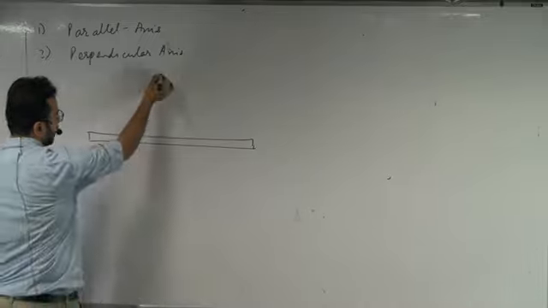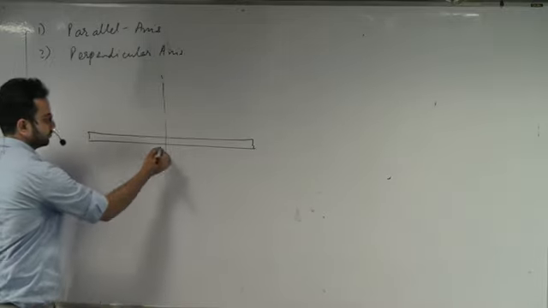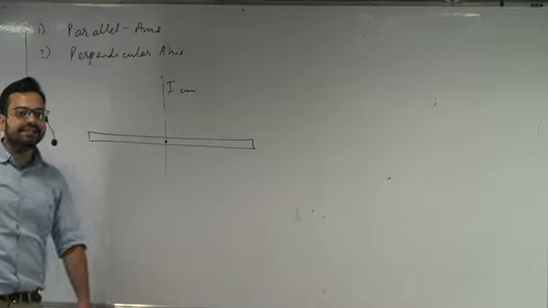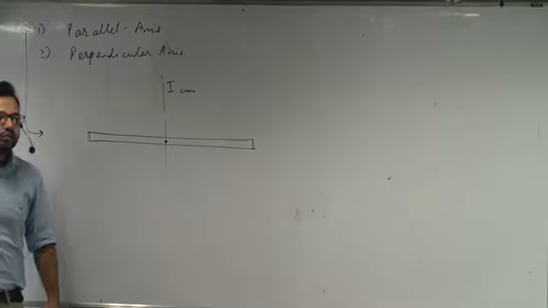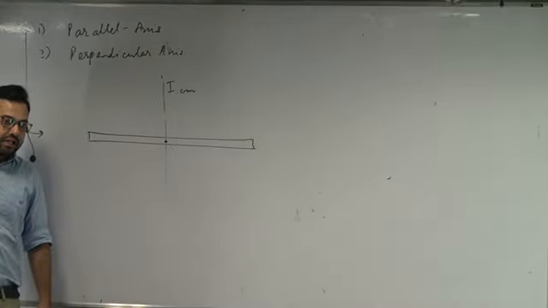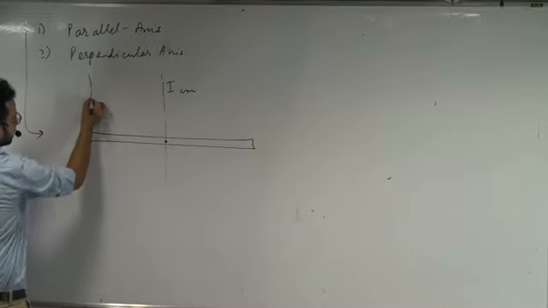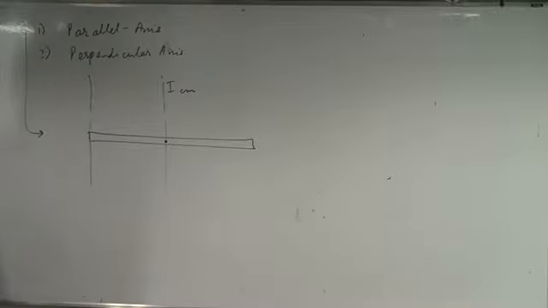So for this rod, I know the moment of inertia of this rod about the axis passing through the center. I will call this I_CM. Why am I calling it I_CM? Because it is passing through the center of mass. Now if I want to find the moment of inertia of this rod about a different axis, let's say about this axis, then I can use the parallel axis theorem.